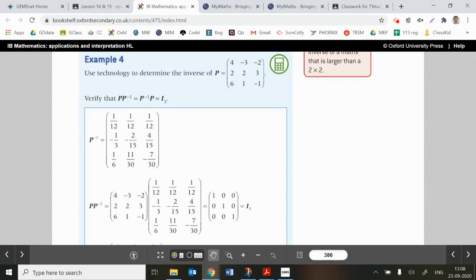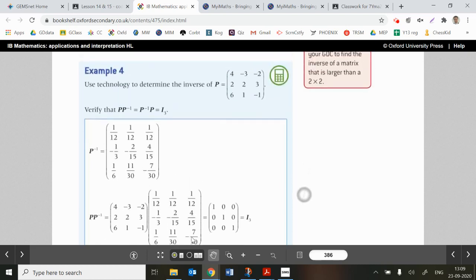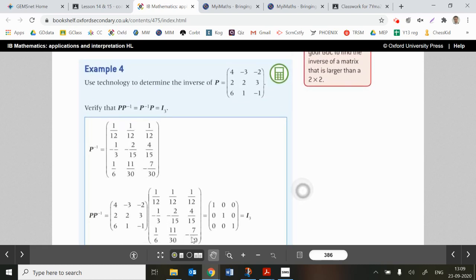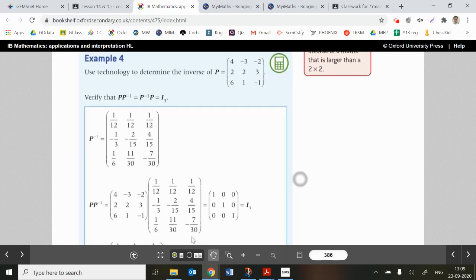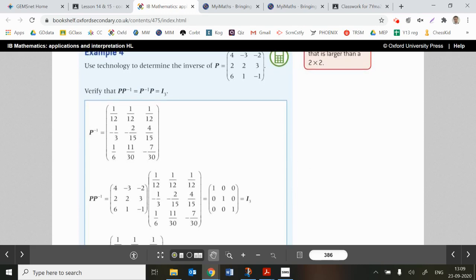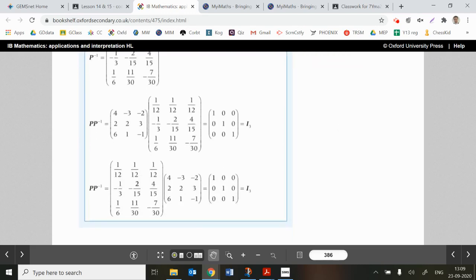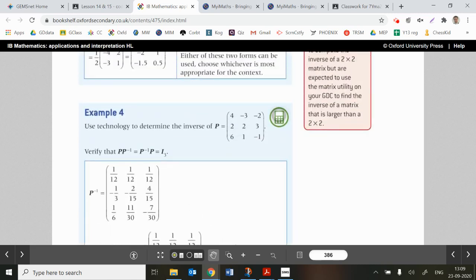You can simply type in your matrix and put to the power of minus 1 on the outside, and it will give you your matrix. Now, you can verify that P times P to the minus 1, or P to the minus 1 times P, gives you the identity matrix of order 3 simply by putting those into your calculator. Let's just check that one. So let's see what they're doing.